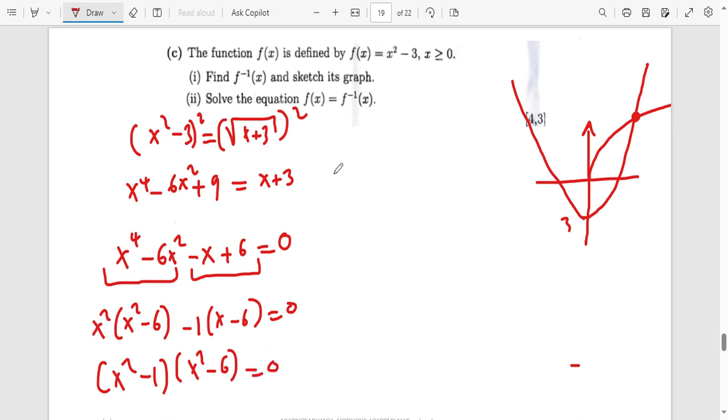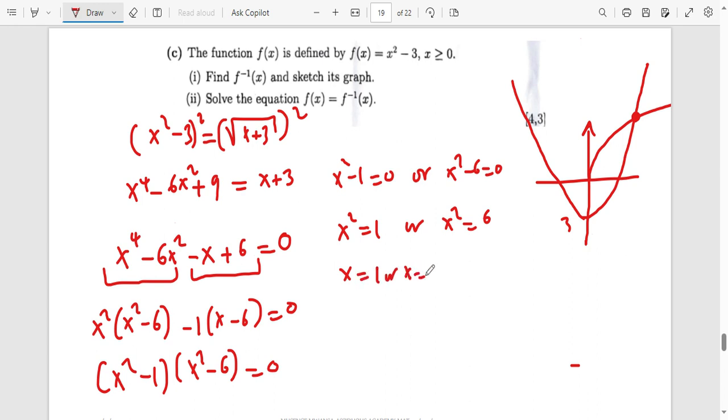So this means that x squared minus 1 is equal to 0, or x squared minus 6 is equal to 0. Take the terms the other side, so x squared is equal to 1, or x squared is equal to 6. So this means that x is equal to 1, or x is equal to negative 1. And then if you square root both sides for this one, you're going to find that x is equal to square root of 6, or x is equal to negative square root of 6.